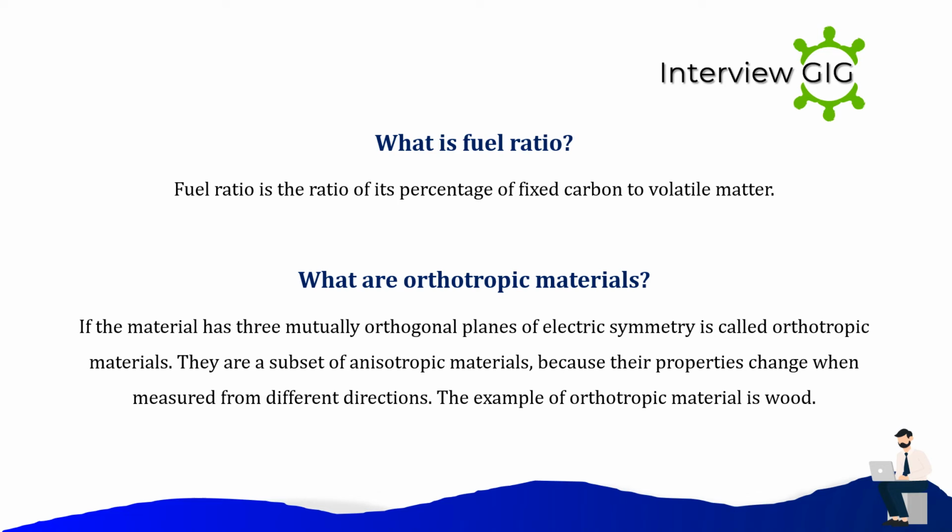What are orthotropic materials? If the material has three mutually orthogonal planes of elastic symmetry, it is called an orthotropic material. They are a subset of anisotropic materials, because their properties change when measured from different directions. An example of orthotropic material is wood.